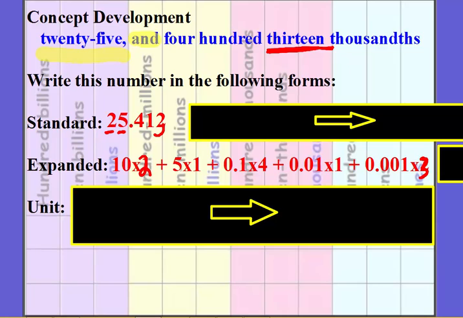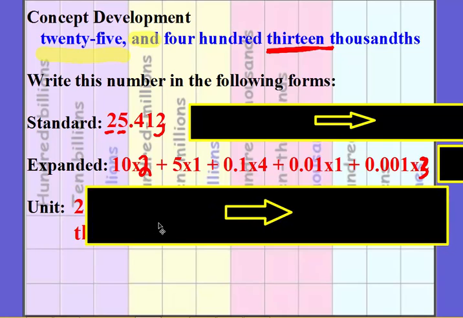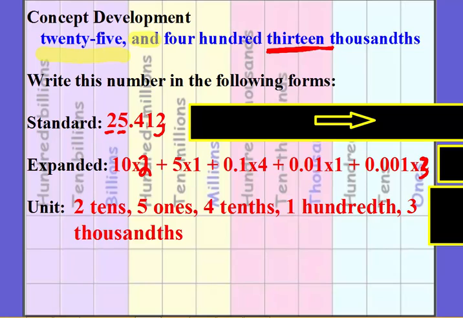Okay, so now I'm going to do the same thing. How many tens do I have? Well, I have 2 tens. I have 5 ones. I have 4 tenths. I have 1 hundredth. And I have 3 thousandths. This is all we're doing today.